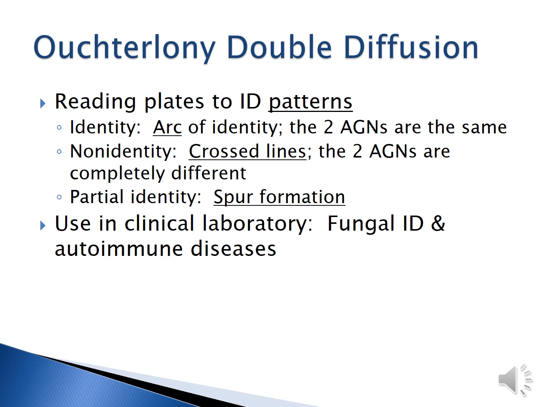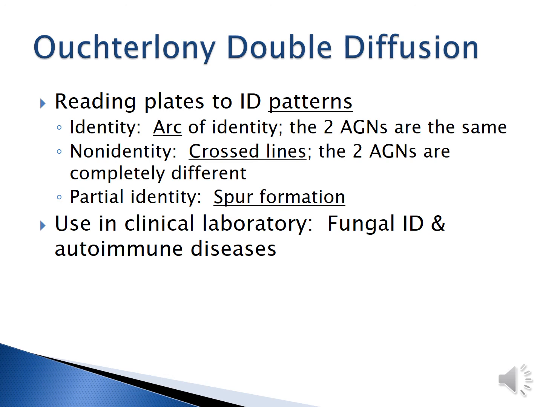As simple as it sounds, we do have different patterns that we can see. So we have 3 different patterns actually. We have the arc of identity, we have cross lines or non-identity, and then we have partial identity, which creates like a spur formation. So in the identity or arc of identity, the 2 antigens are the same.